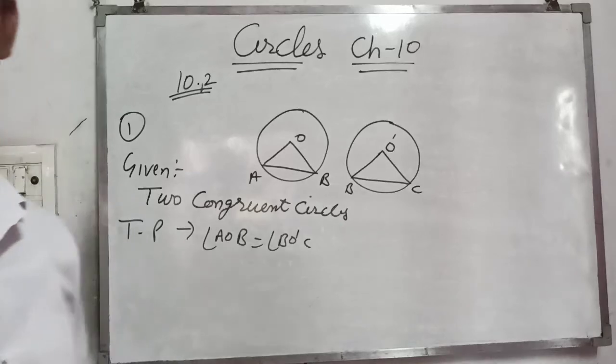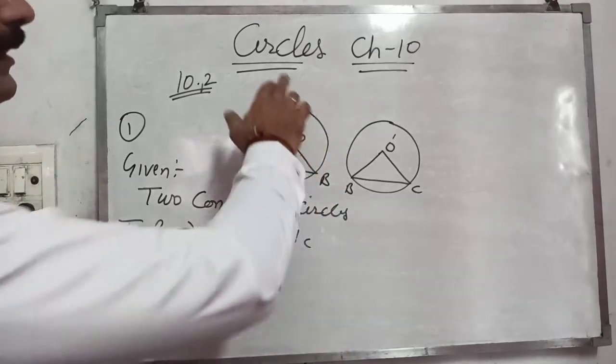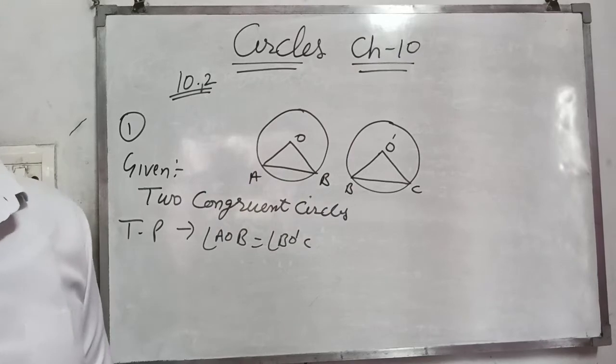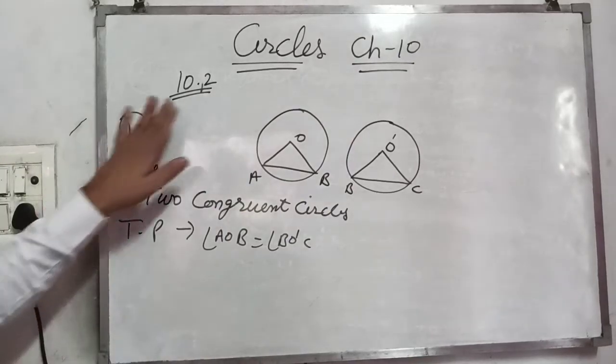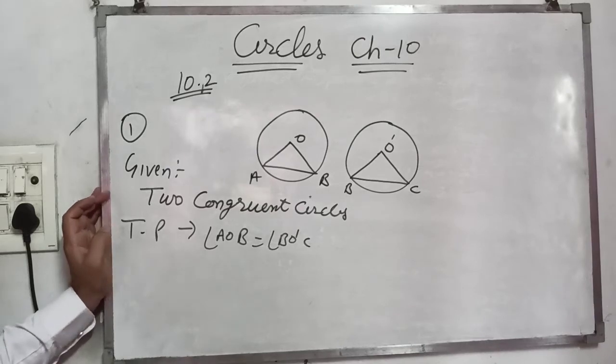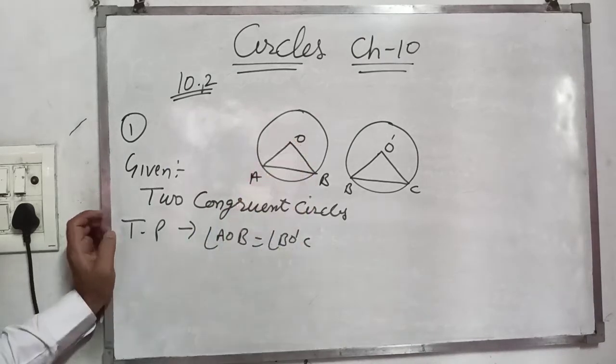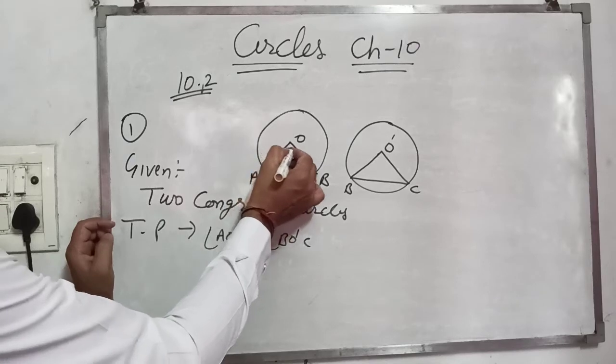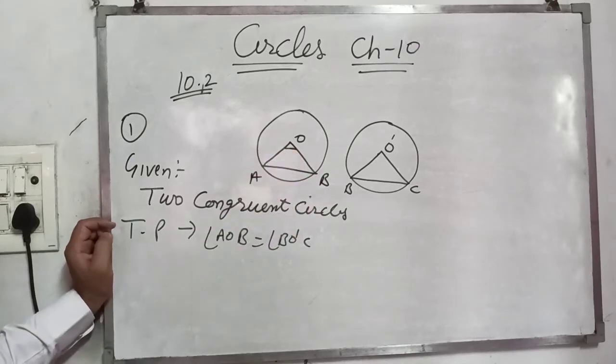Hello students, today we start the new chapter, the circle, chapter 10 of class 9th. Here is exercise 10.2, the first question: two circles that are congruent. We want to prove the angles subtended by the equal chords are equal, right?